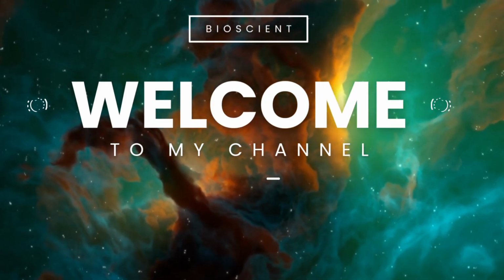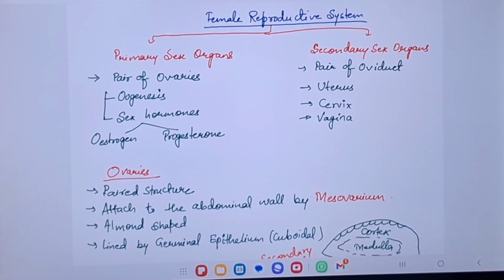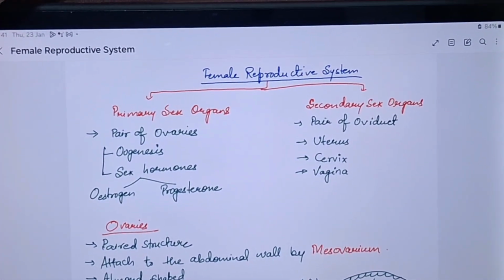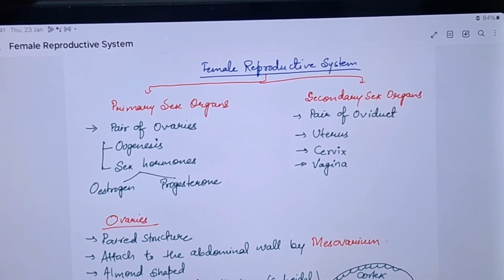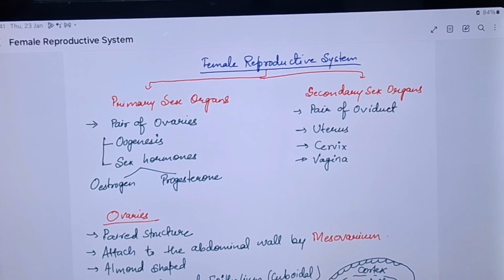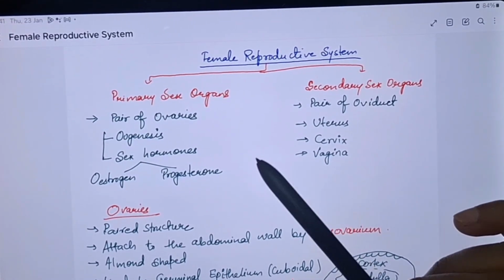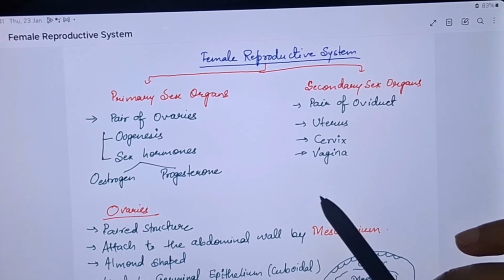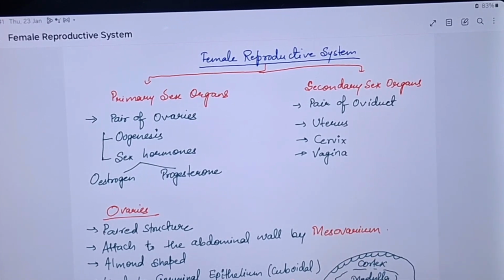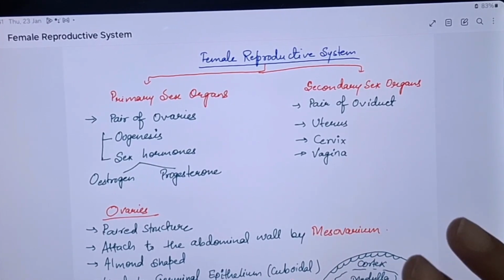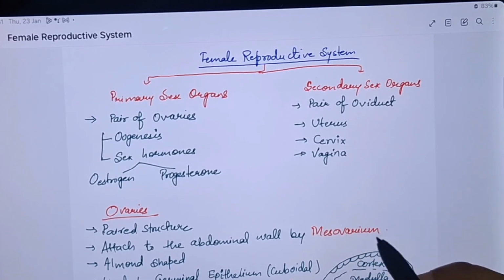Today I am going to tell you a very important topic of class 12, that's human reproduction, and I will be discussing the female reproductive system in detail. So, it would be beneficial for your board exam as well. How do we start this?